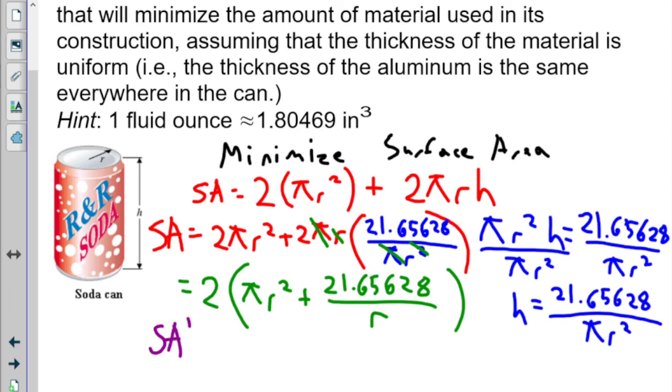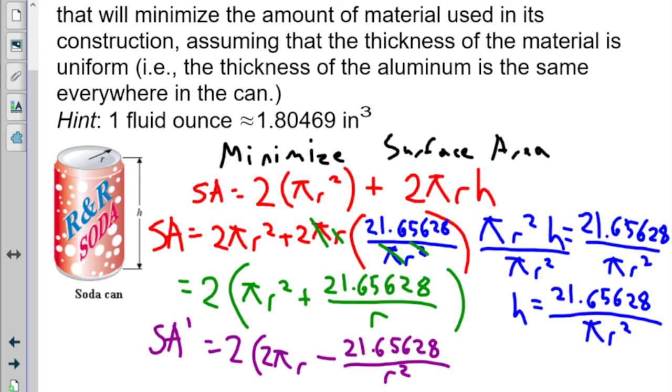So I'm going to keep a 2 out in front. And then this would be a 2 pi r, right? Derivative of pi r squared. And then this is r to the what? Negative first. So I'm going to go minus 21.65628 over r squared, so that it's r to the negative second. And then I want to know when this guy is 0.